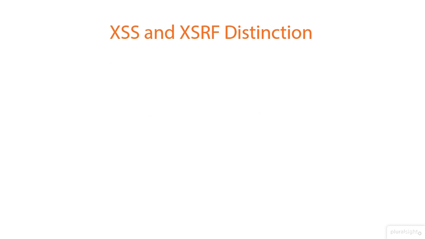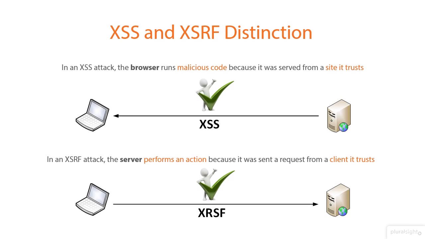Just so you understand the differentiation between the two and what the distinctions are: in an XSS attack, a cross-site scripting attack, the browser will run malicious code because it was served from a site that it trusts. So the trust is coming from the browser to the server. In a CSRF attack, the server will perform the action because it was sent a request from a client that it trusts. So you understand the differentiation. In an XSS attack, the user's web browser is going to run malicious code because it trusts the web server. In a CSRF attack, the web server is going to perform an action because it trusts the client. I just want to make sure you understand those key differentiations.